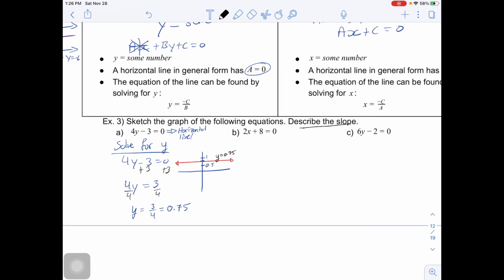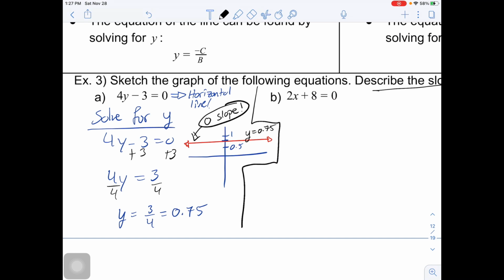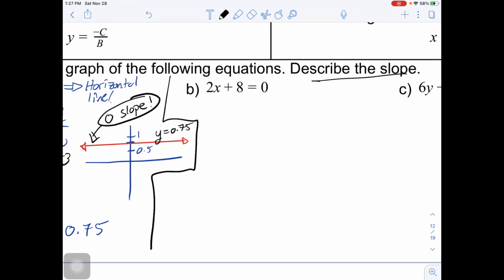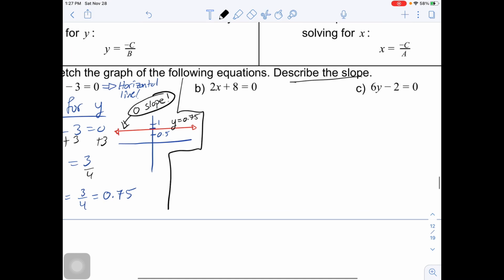Now, if we describe the slope here, well, this is a perfectly straight line. Remember what we talked about: a horizontal line has 0 slope. So there is our 2 of our answers now. That's what I wanted. Okay, so it has 0 slope. So now we're adding kind of everything we've learned into one equation. So hopefully that made sense. Let's maybe move on to this one here.